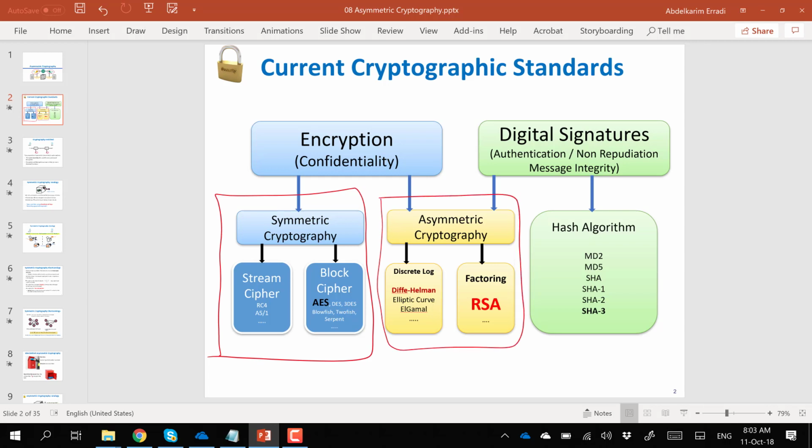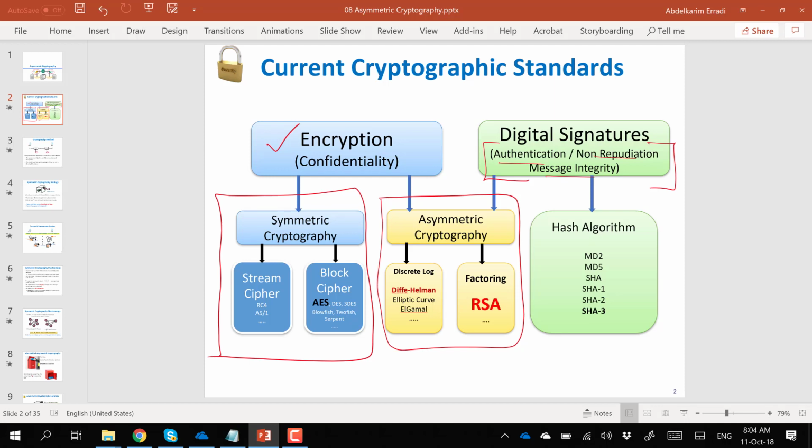Suddenly, we can ensure not only confidentiality, but asymmetric cryptography also gives us the ability to address these other security properties, particularly authentication, non-repudiation, and message integrity. So you see here the symmetric cryptography, in terms of capabilities, all it can do is confidentiality. It does not address this very important aspect of security.